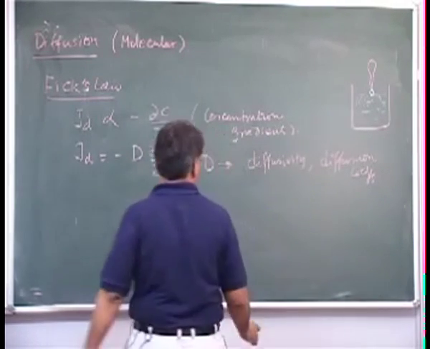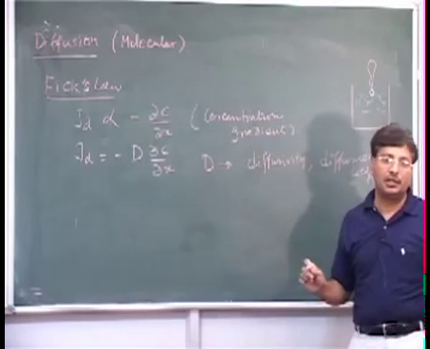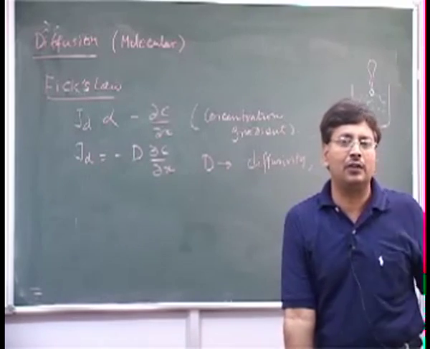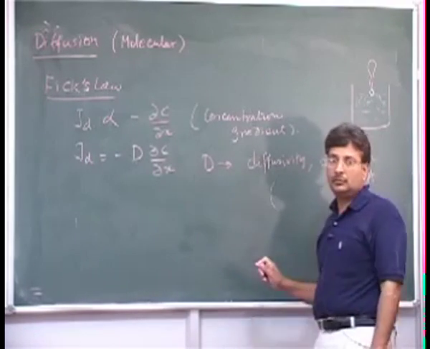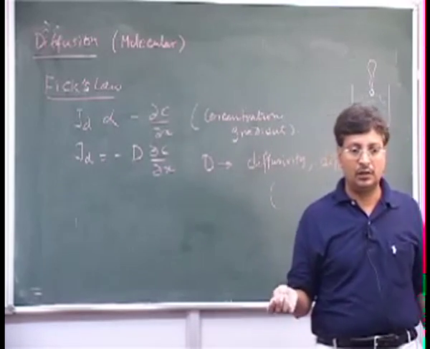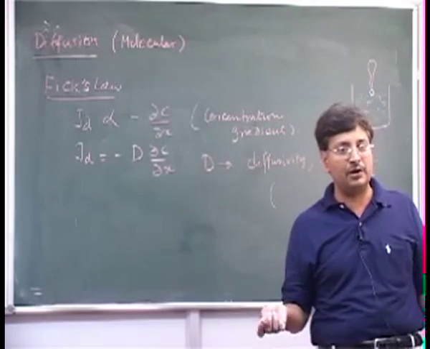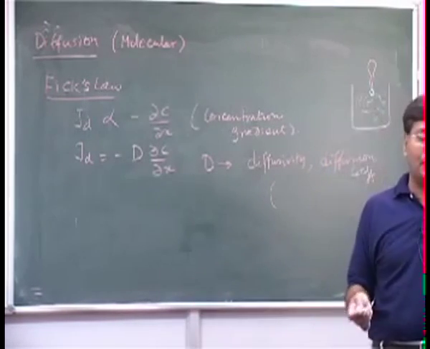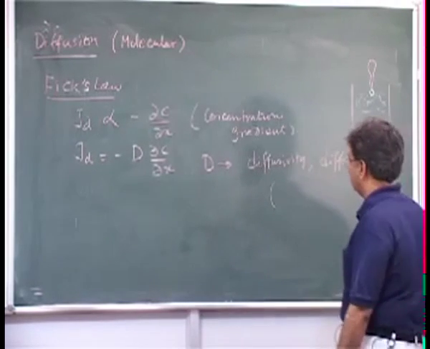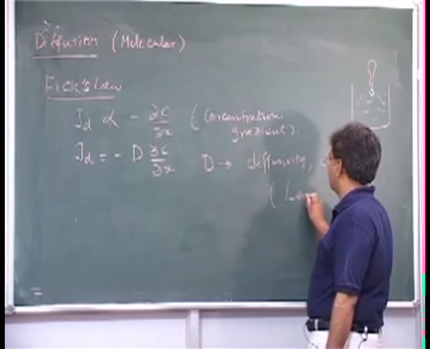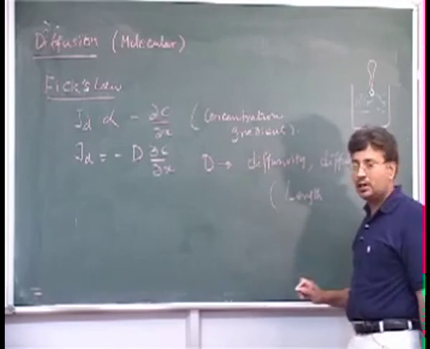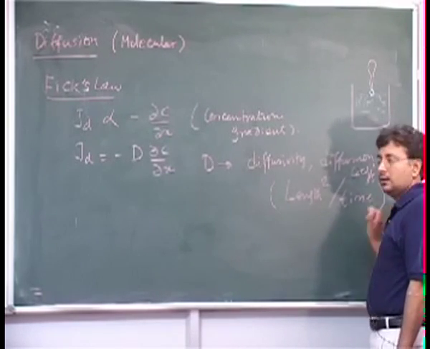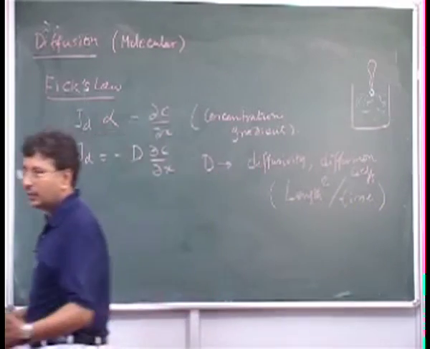And what will be the units of D? Please tell me, because many students forget the units of D. Quickly derive it so that you are sure about it. Meters per time, meters square per time, meters square, time square? Well, you tell me, I write the units. Length square per time. Don't forget that.